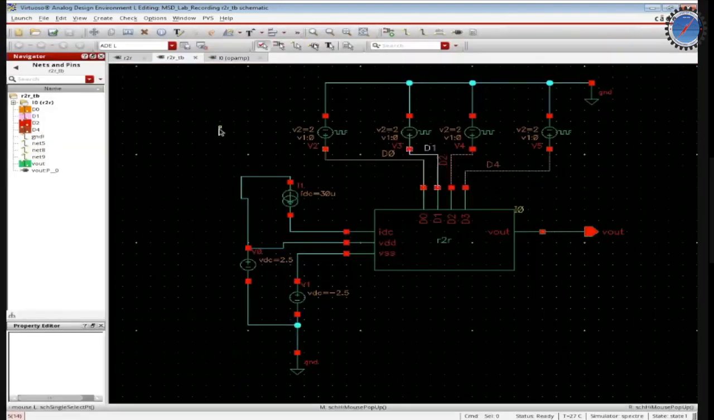Okay, so this is the test bench. I hope you're able to see the screen. So here, right. So this is the R2R circuit which we just saw converted as a symbol, right? I hope you're already familiar with that, how to do that.